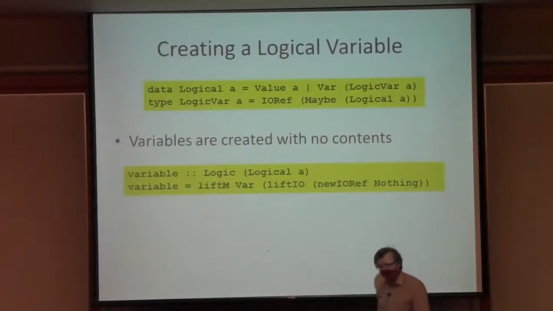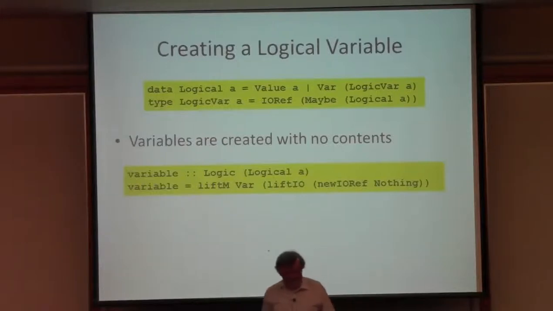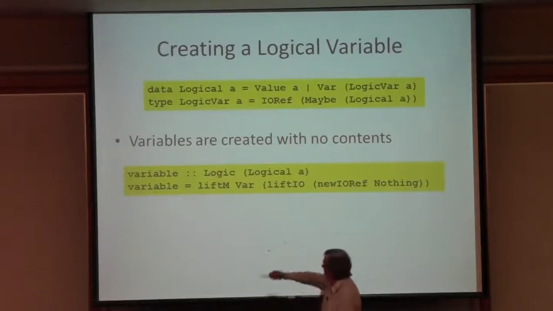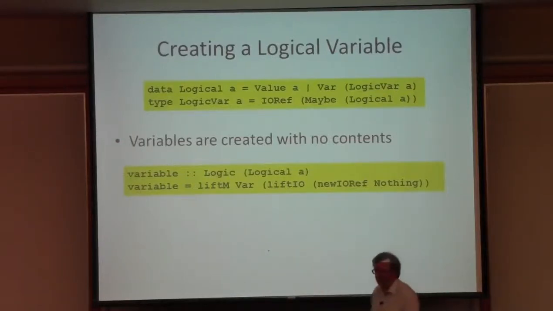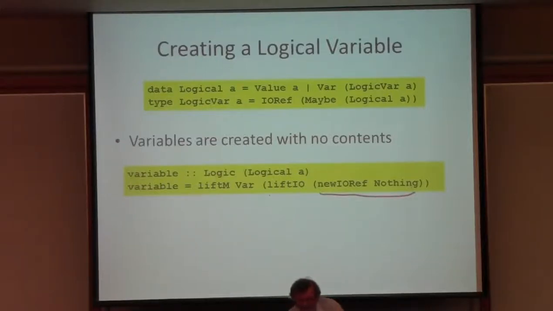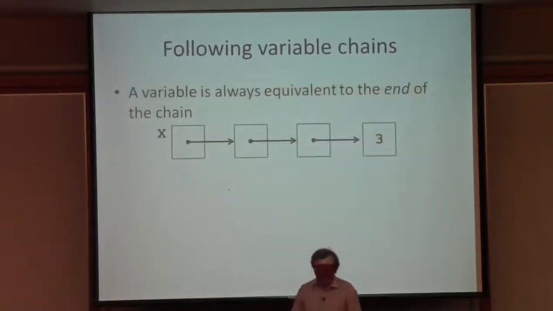Up there at the top, you see the types again, just to remind you what logical variables are here. I'm going to need to be able to create a new variable with no contents. That's what this variable function will do. So I have to create a new I/O reference, of course, containing Nothing. I have to use liftIO to convert it into the right monad. And then I need to tag it with the Var constructor here. And I can use liftM to apply the Var constructor to the reference. OK, that's going to be what I use to create variables. They're always empty when they're created.